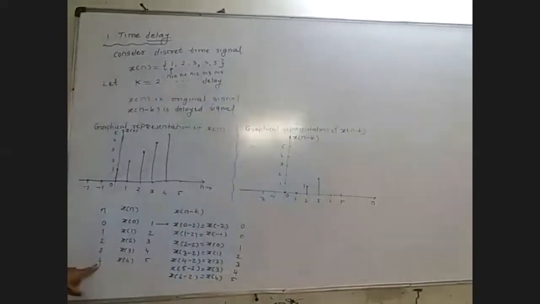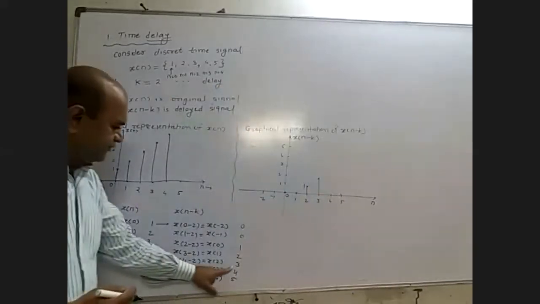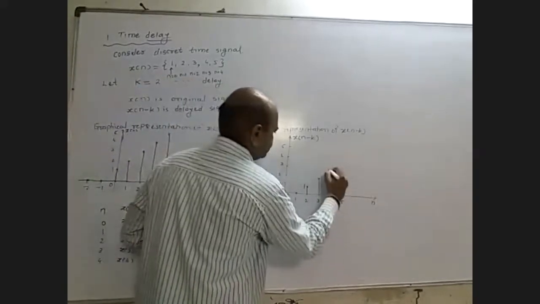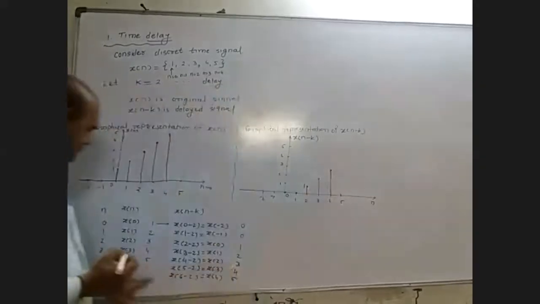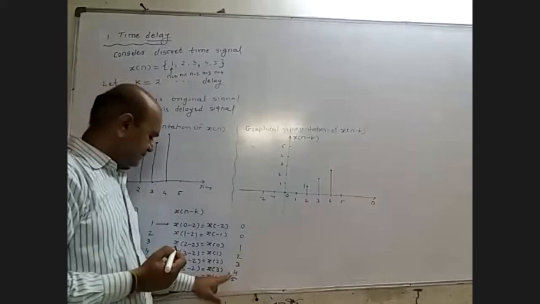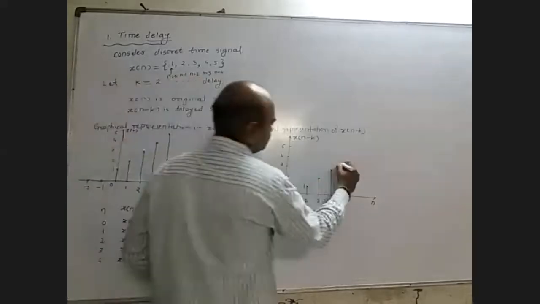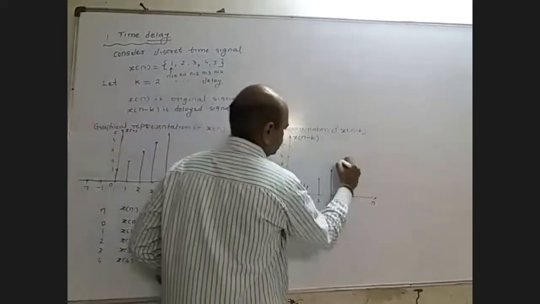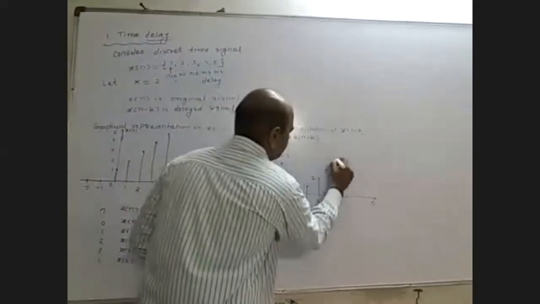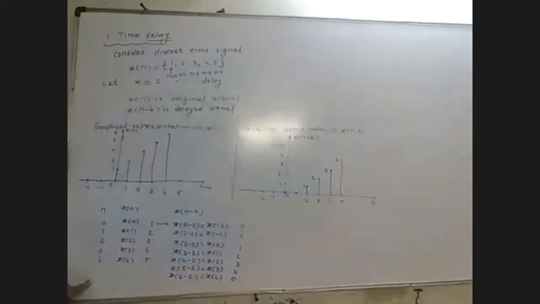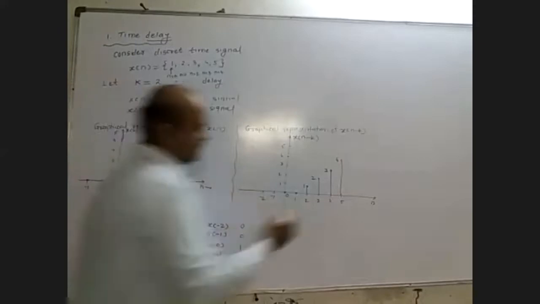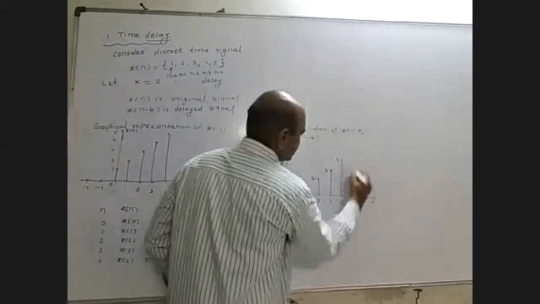Similarly, when n is equal to 4, its amplitude is 3. When n is equal to 5, what is the value? It is 4. Here you can write 2, 3, 4, and when n is equal to 6, its value is 5. So that's why for 6, it is value 5.